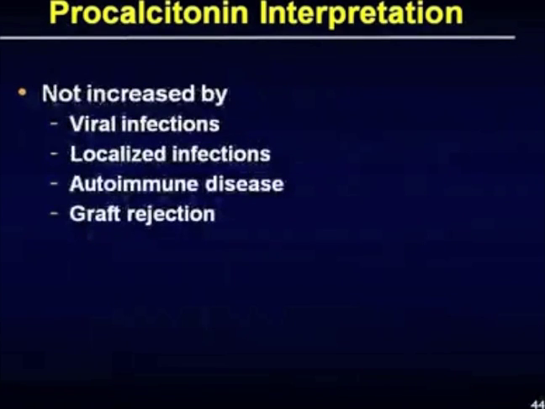It should be realized by the clinician that procalcitonin does not go up with viral infections. It may, however, go up with fungal as well as parasitic infections. Procalcitonin typically does not go up with localized infections such as abscesses. It does not rise with autoimmune diseases or graft rejection, and may be of assistance in restratifying these patients as well.